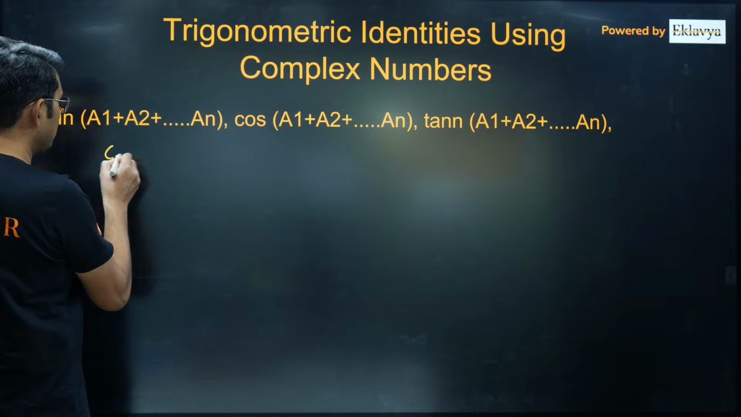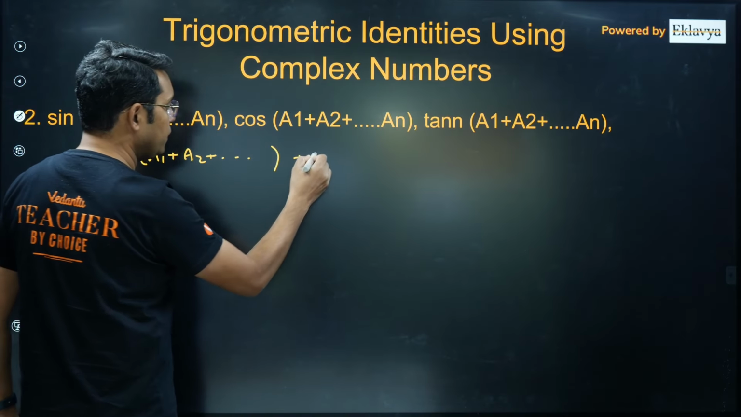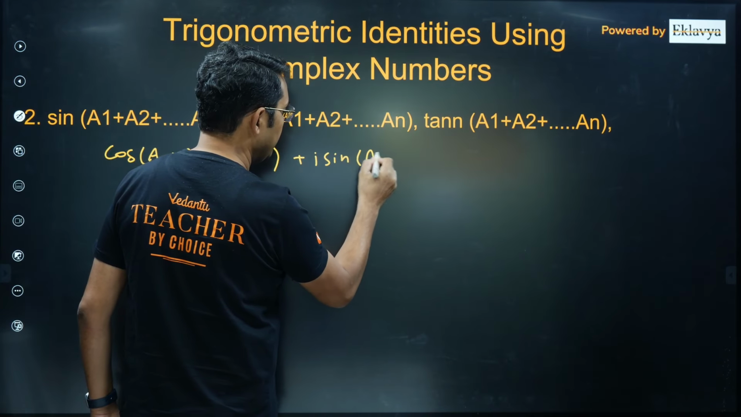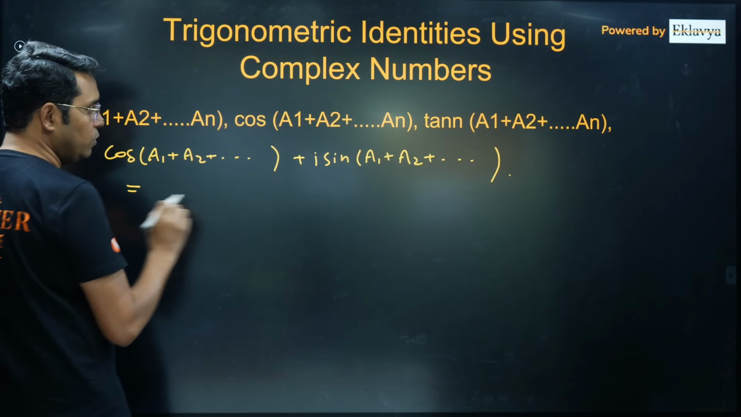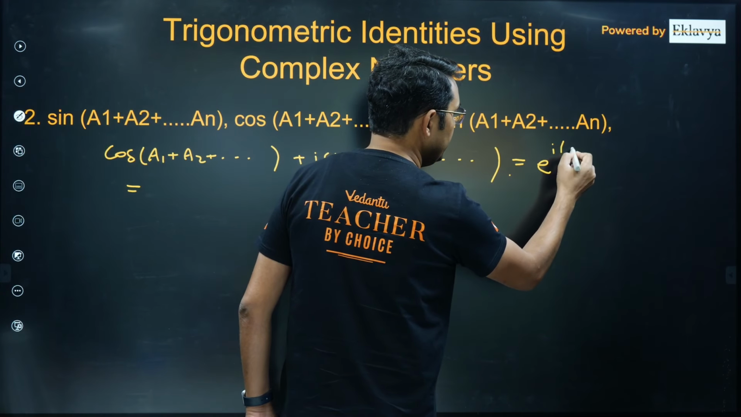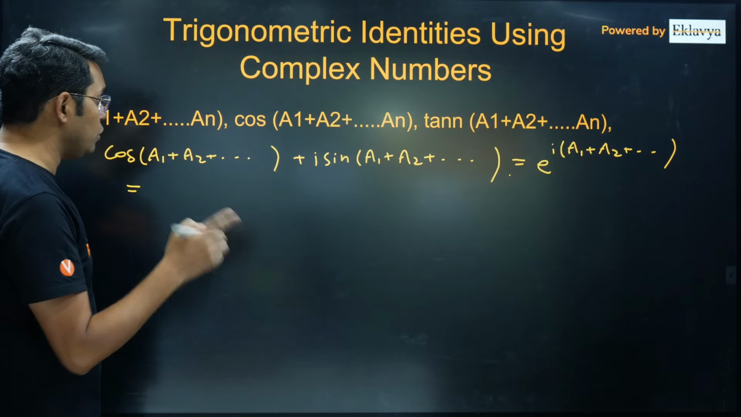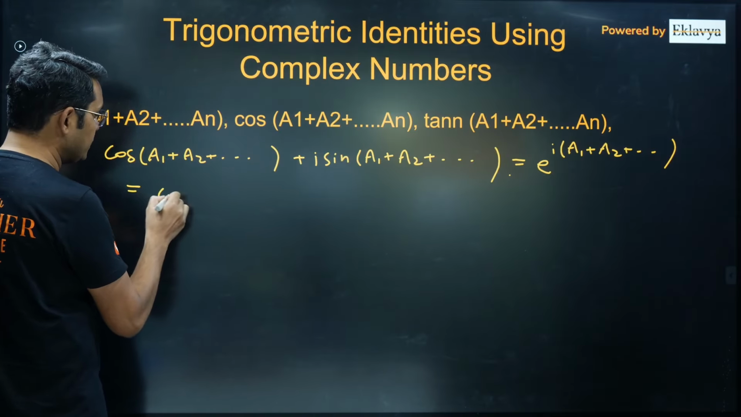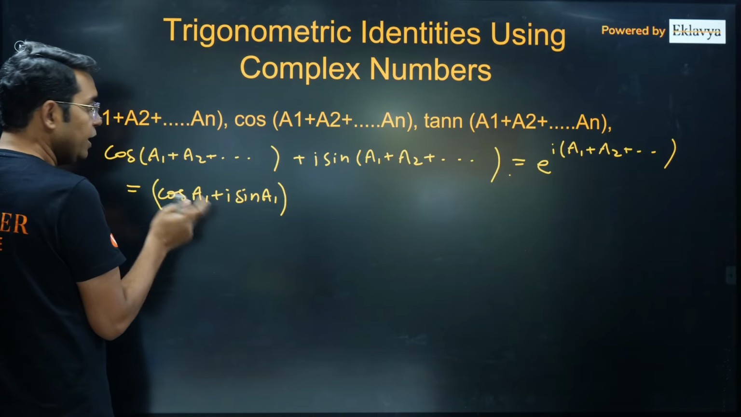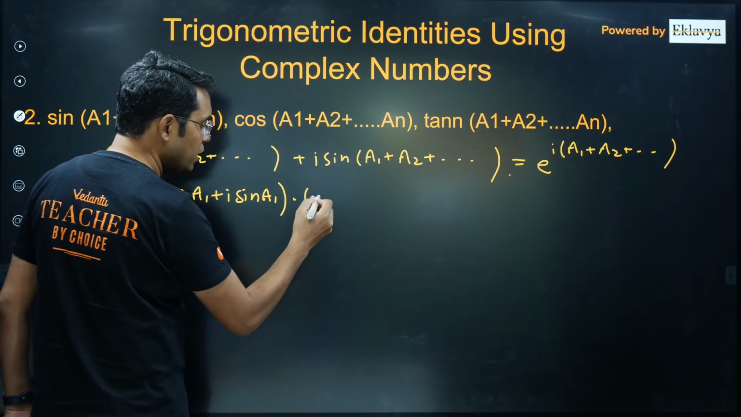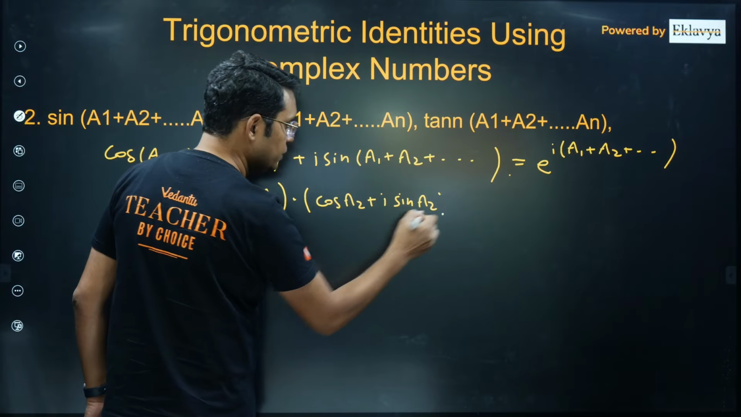Now if I am looking for cos of A1 plus A2 and so on, plus iota sine of A1 plus A2 and so on, this will actually be equal to, you can write it in Euler form, e power iota times A1 plus A2 and so on. You may use de Moivre's theorem also, which tells you directly that you write this as cos A1 plus iota sine A1, which is actually e power iota A1, then into cos A2 plus iota sine A2 and so on.